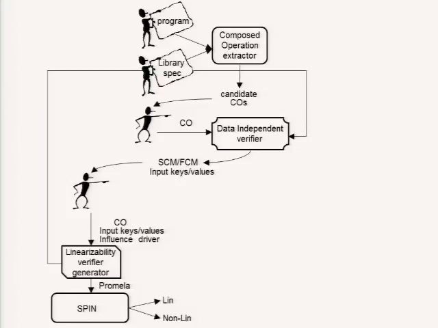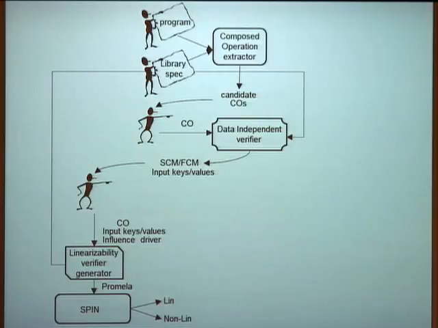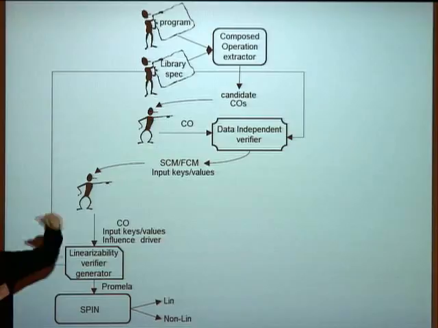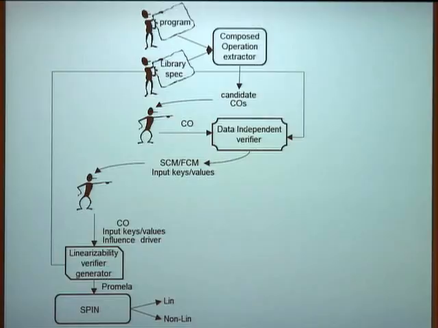Okay, so this is the flow of the tool, the extended flow. As before, the user provides the program and the library specification to the compose operation generator, which generates a candidate compose operation and moves it to the user. Then this compose operation can be verified to be data independent. We didn't implement this part, but we have very simple syntactic rules that most of these compose operations satisfy. They're very simple. They don't have any aliasing or something like that. In case they are data independent, a model in Promela is generated, and we run SPIN and get either a linearizability result or a non-linearizability result.